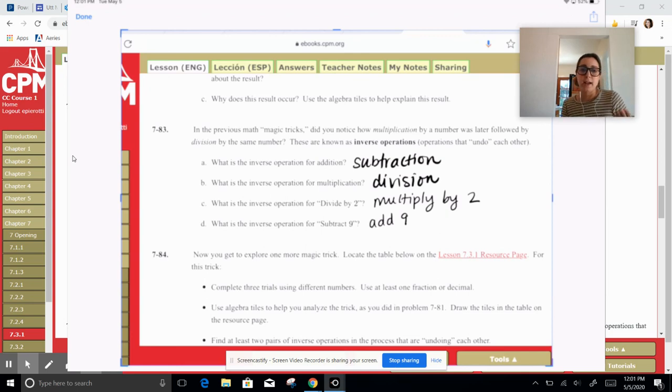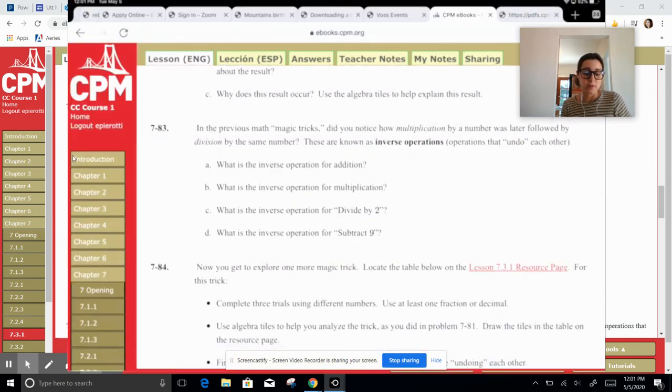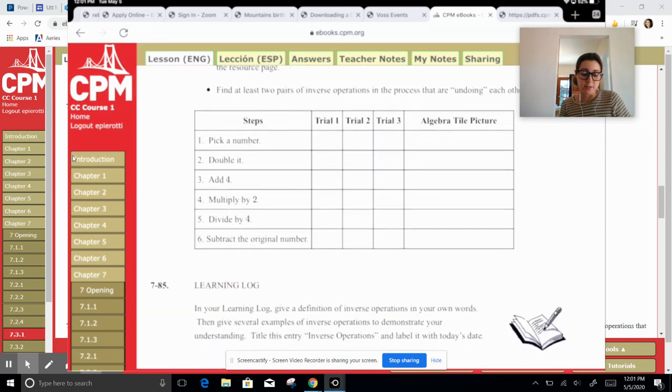So what happens is when you are making your steps for a trick, if you say add 3 to your number, then later on down the road, you want to say subtract 3 so that you're canceling out what they did to that number. So that's basically an introduction to inverse operations.